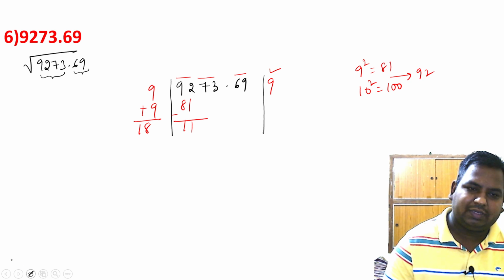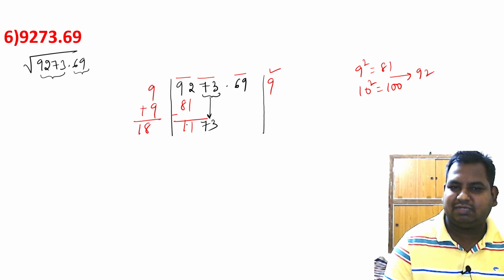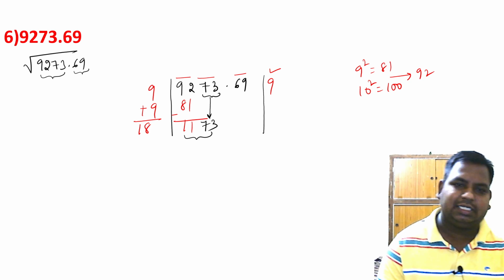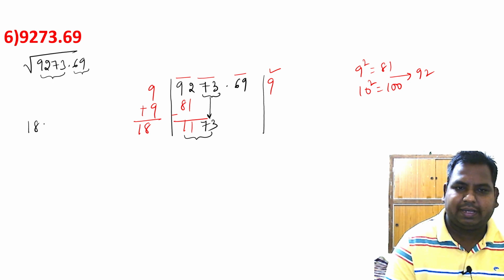Under the next bar we have 73. So bring down 73. So the number formed is 1173. We have 18 here. So I'll write 4 beside it.